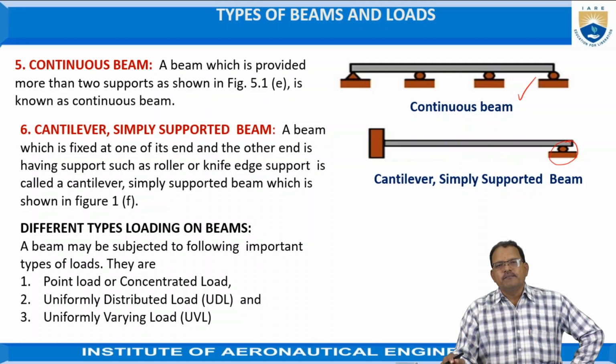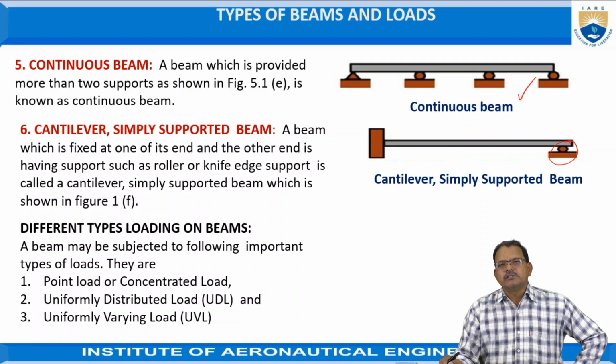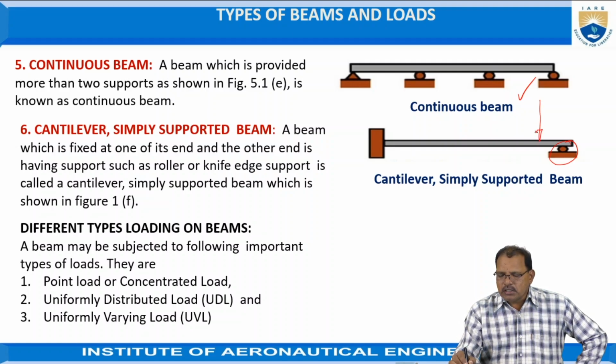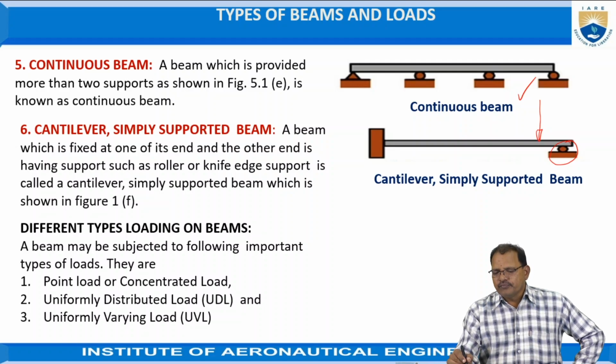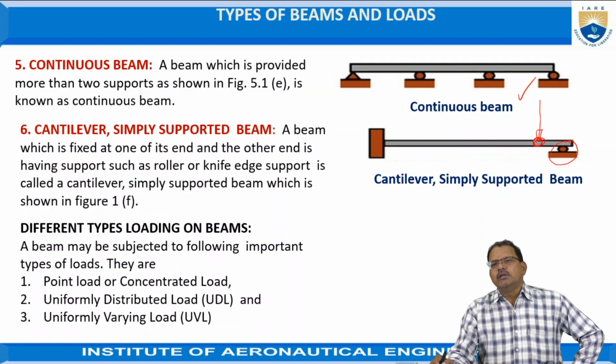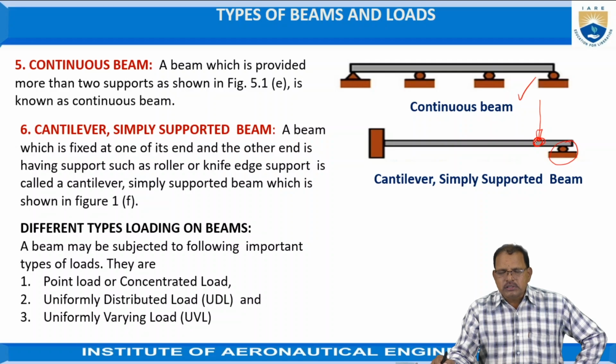As discussed earlier, when beams are subjected to vertical loads, they deflect. These loads are classified into point load, which is also sometimes called concentrated load. It is represented like this. That means the area under this load is infinitely small, or in other words, it is concentrated into one point.